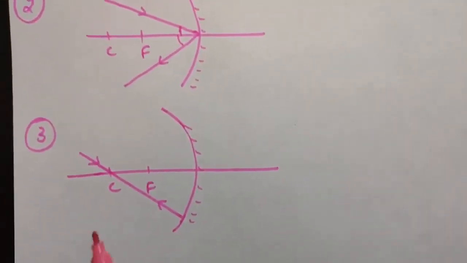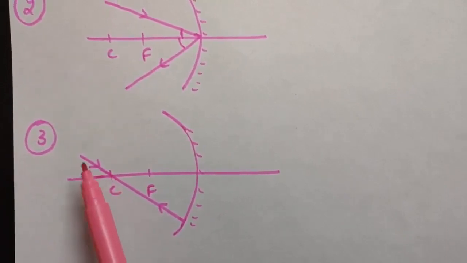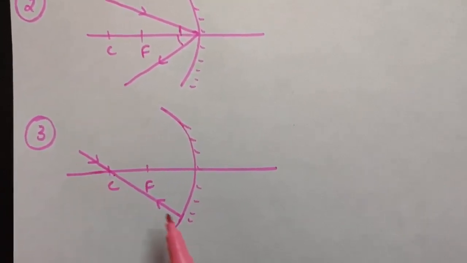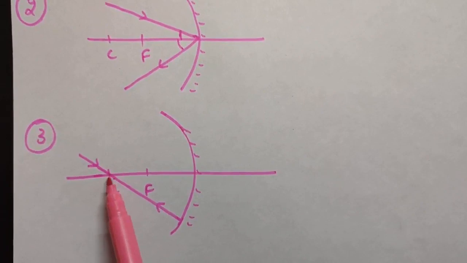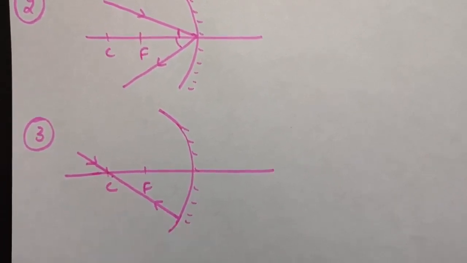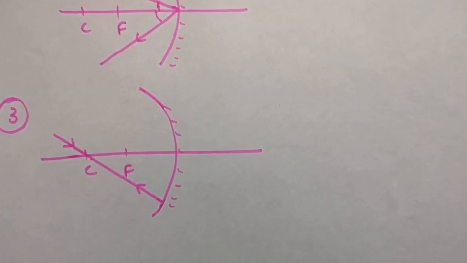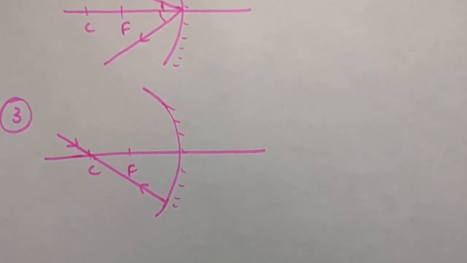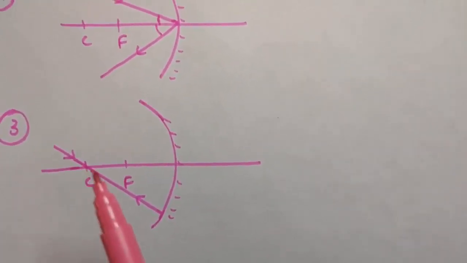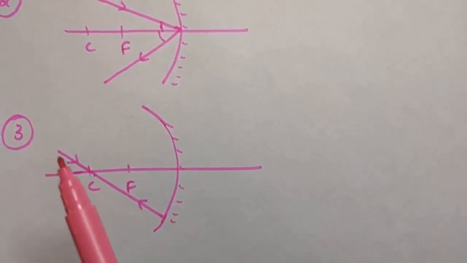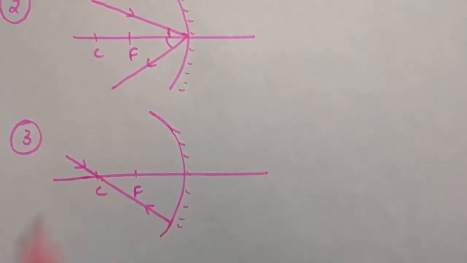And the third one is very easy. If a ray is incident from C, now as you know, any ray coming from C, that is the center of curvature, to the mirror is normal. And as I told you earlier, whenever a ray is incident normally, it retraces its path. So this is the angle of incidence and this is the angle of reflection only.